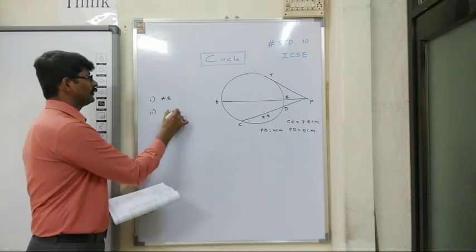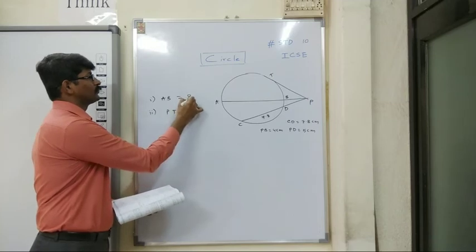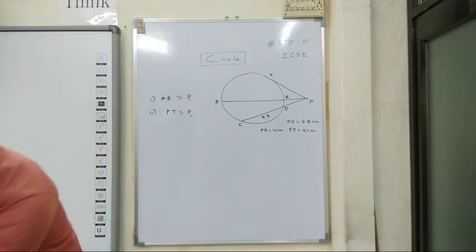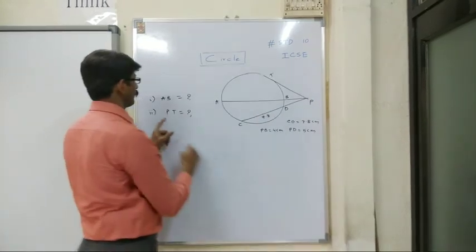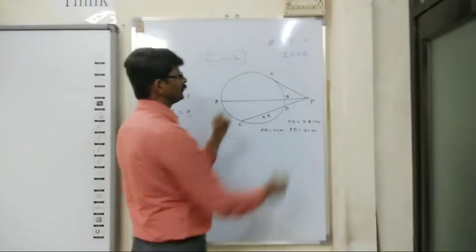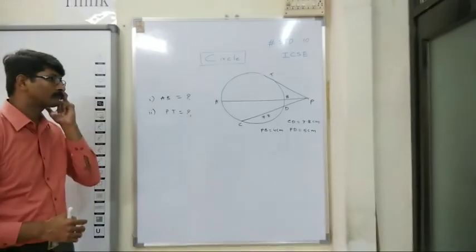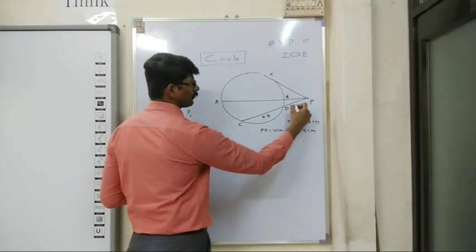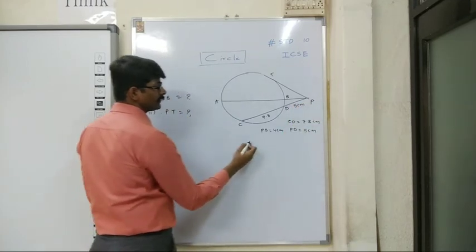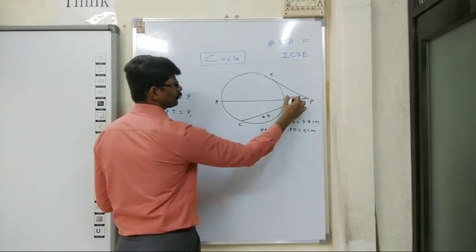So one thing is find AB, and two, find the length of tangent PT. So we have to find what is PT. There are these two questions, so let's solve this. How to find this AB and how to find this PT. These are the two tasks. So we have been given CD is equal to 7.8, PD is equal to 5 centimeter, and PB is equal to 4 centimeter.